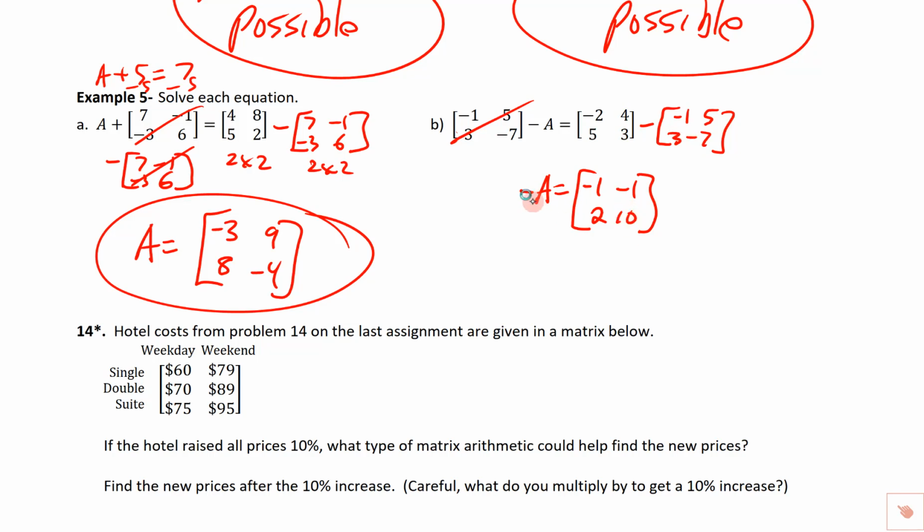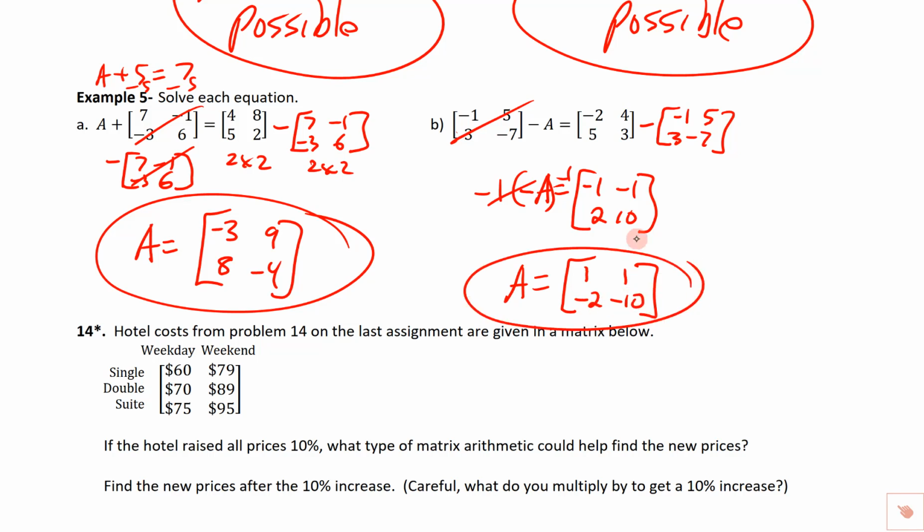Now we're almost done. We've almost got the a by itself. All we need to do is get rid of that negative there. So let's multiply both sides by -1. So those are going to cancel. We end up with a is equal to, and if you just distribute that through, do scalar multiplication, this is going to be a 1, a 1, a -2, and a -10. Circle that, and there's our answer.